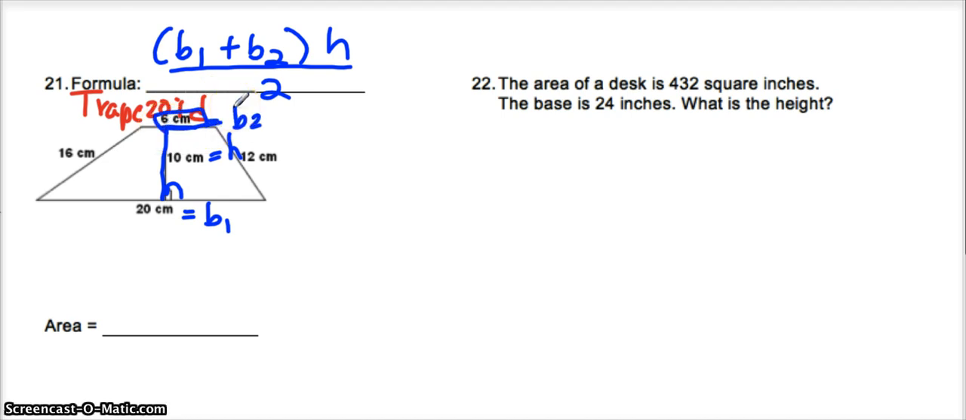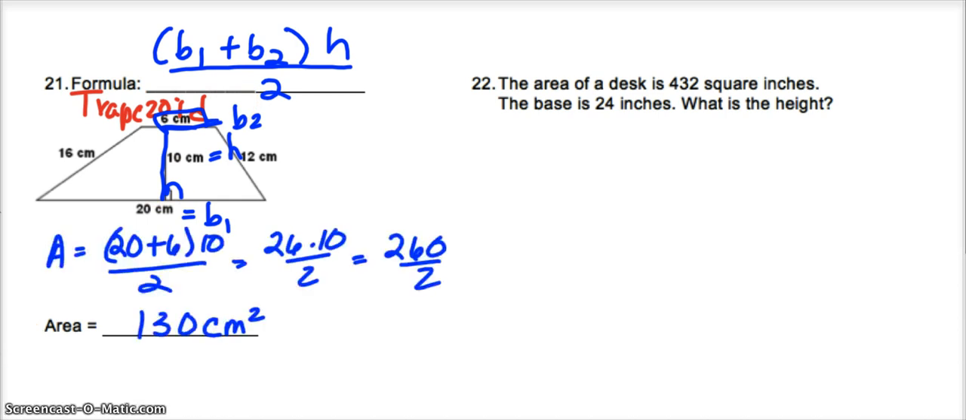Now you need to plug in your numbers and follow the order of operations. It doesn't matter whether you put 6 in for base 1 or 6 in for base 2, as long as you add 20 and 6, that's what's important. The commutative property says order doesn't matter. So we get 26 times 10 divided by 2. 26 times 10 would be 260 divided by 2. So we have 130 centimeters squared.